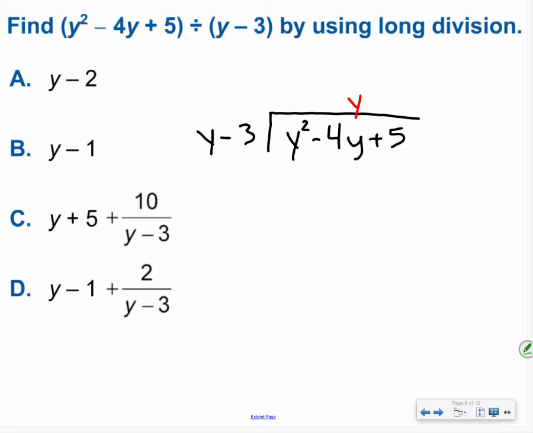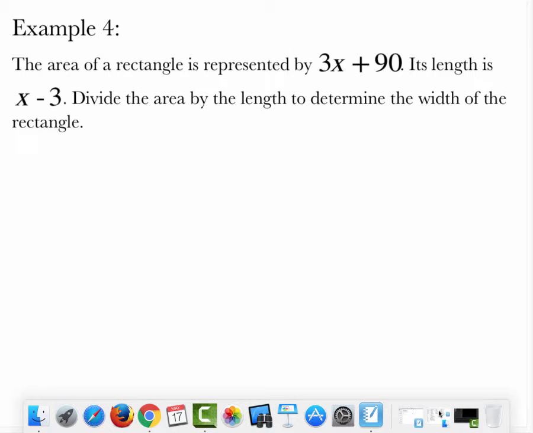Hopefully you ended up with y minus 1 plus 2 over y minus 3. If not, be sure to ask. Maybe go back and check your steps, make sure they all made sense. Make sure you didn't accidentally add instead of multiply, or multiply instead of add, or subtract, you know, the silly little errors that sometimes happen.